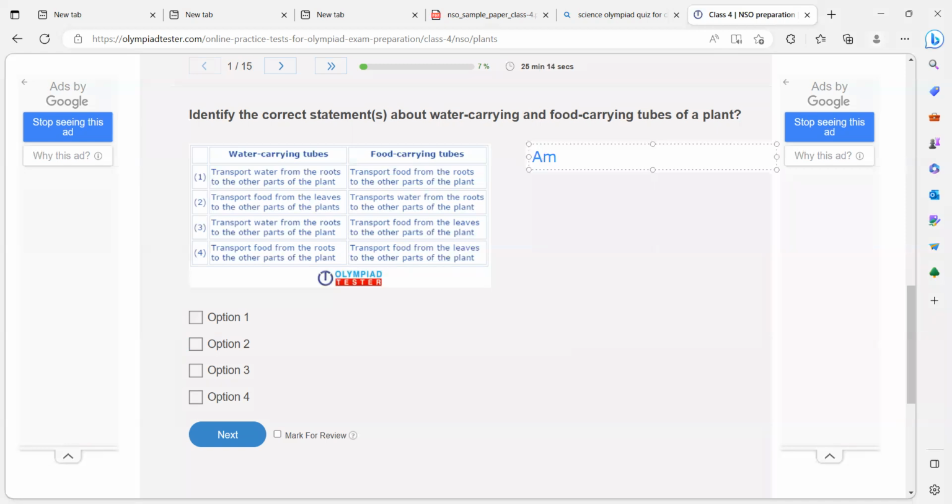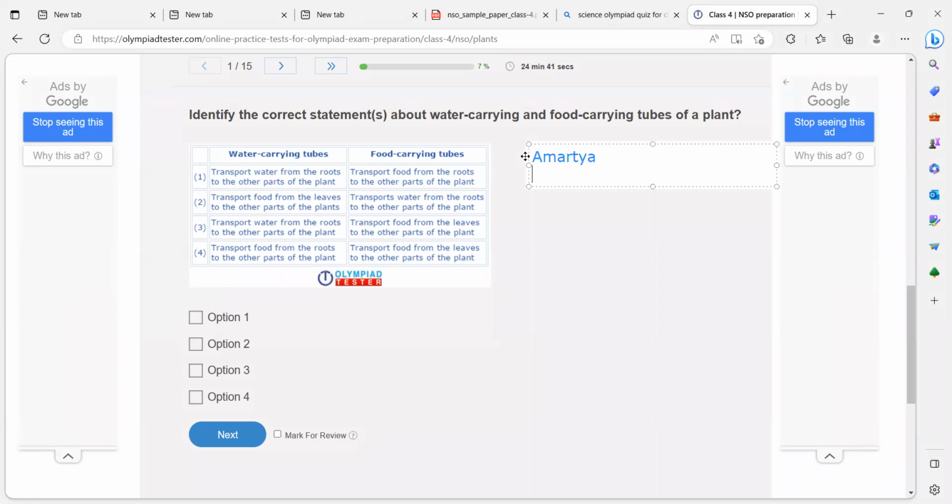Transport food from the leaves to the other parts of the plant. Yes, transport water from the roots to other parts of the plant. Yes, transport food from the roots to other parts of the plant.